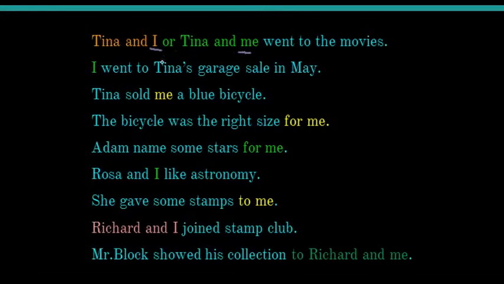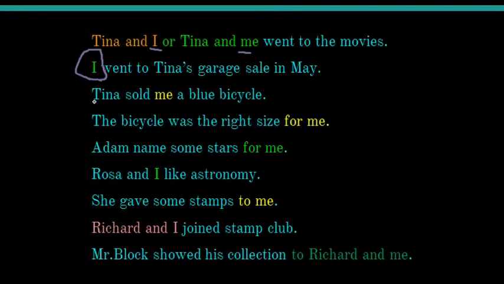The pronoun I is a subject pronoun and me is an object pronoun. So use I as the subject of a sentence. In this sentence, I went to Tina's garage sale in May, I is a subject pronoun. A pronoun is a word that takes the place of a noun. So what is a subject pronoun? A subject pronoun takes the place of a noun in the subject. Remember, I is always a subject pronoun.